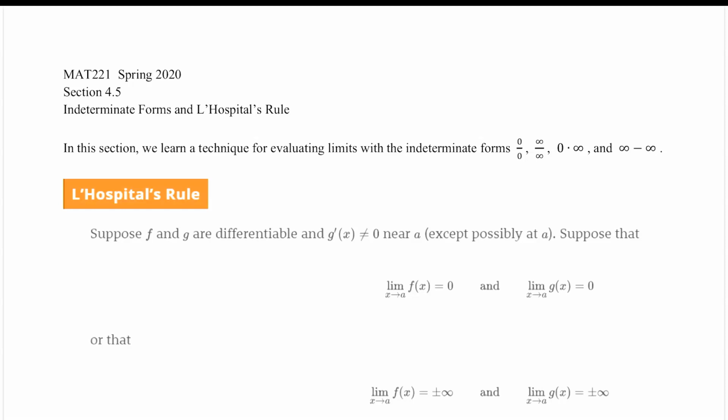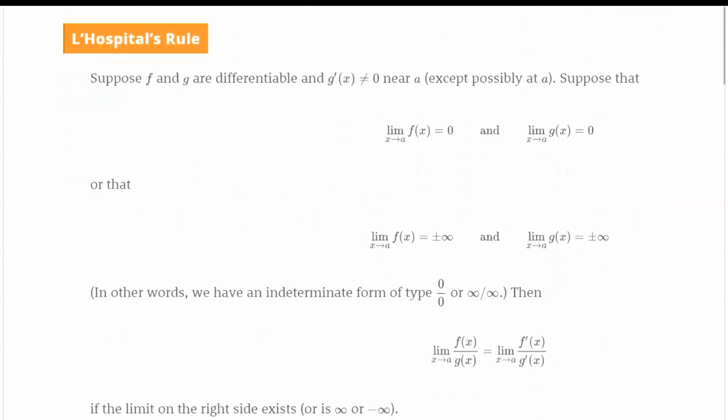Recall that in Chapter 2, we learned all about limits, and we learned different techniques for finding limits. The first one that we would always try was direct substitution, and if that led us to something that was not defined, then we had other things we could try. Now, in Section 4.5, we're going to learn another technique called L'Hopital's rule that will allow us to evaluate limits that have certain, as they're called, indeterminate forms of 0 over 0, or infinity over infinity, or 0 times infinity, or infinity minus infinity.